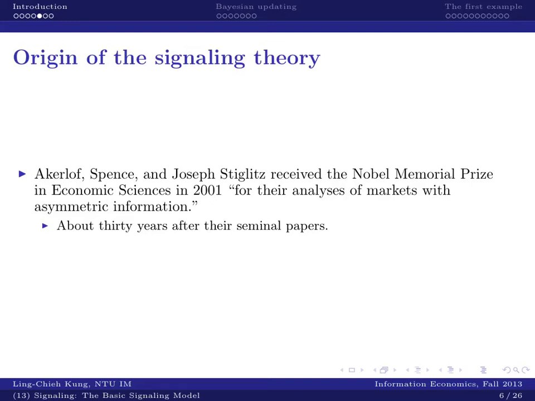So Professor Akerlof, Spence, and another Professor Stiglitz, together got a Nobel Prize in economics for their analysis of markets with asymmetric information, mainly by the two examples we mentioned in the previous two slides. Yeah, so all these three are big guys and Nobel Prize winners.